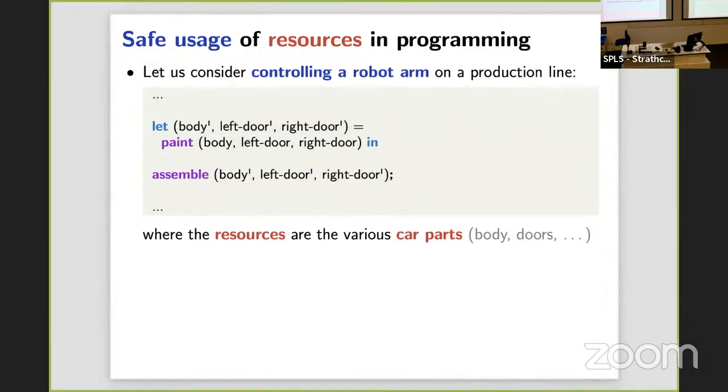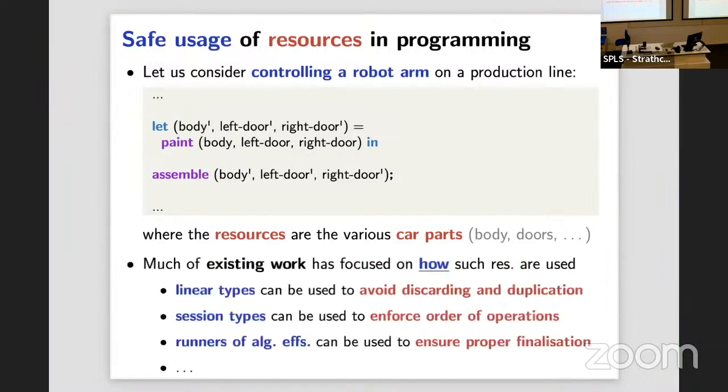So a running example that we will be considering is a snippet from a code that you might find in a program that's running on some assembly line. So what we're going to do is we take some items like elements of a car, we are going to paint them, and then we're going to assemble them.